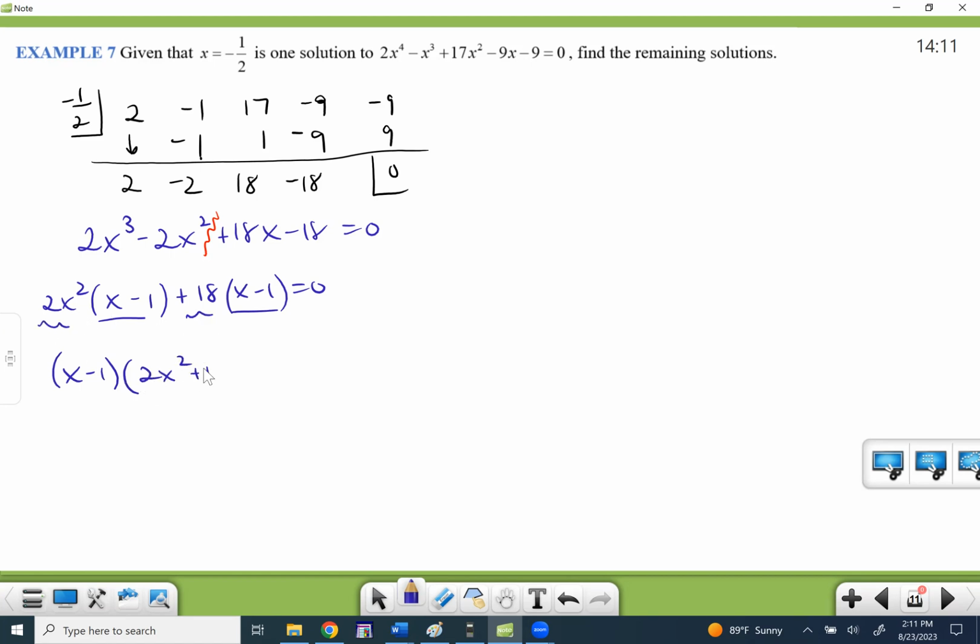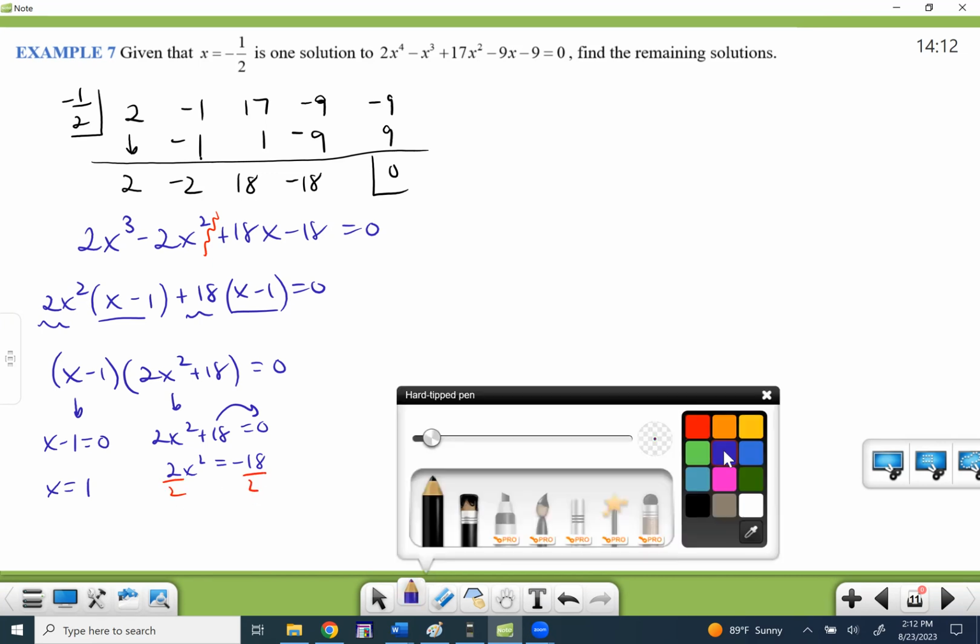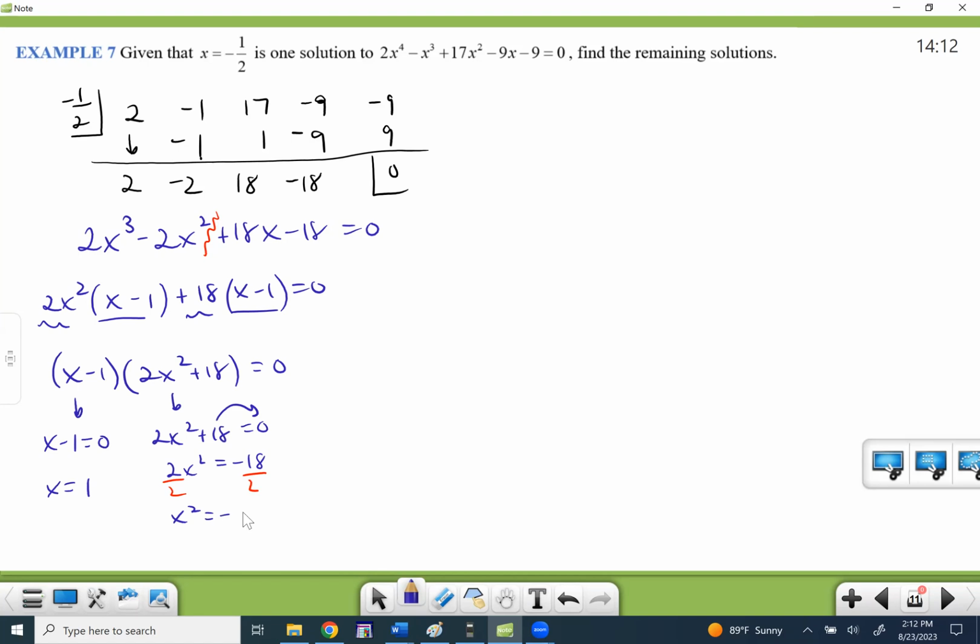2x squared plus 18. Now we can't factor the 2x squared plus 18 as a difference of squares because it's a plus sign, okay? So I'm just going to go ahead and set them equal to 0 now. There's other stuff we could do, like take out the 2, but we can just set it equal to 0 right now. So I'm going to move the 18 over, so it's negative. Then I'm going to go ahead and divide by 2. That's a nice number. So x squared equals negative 9.